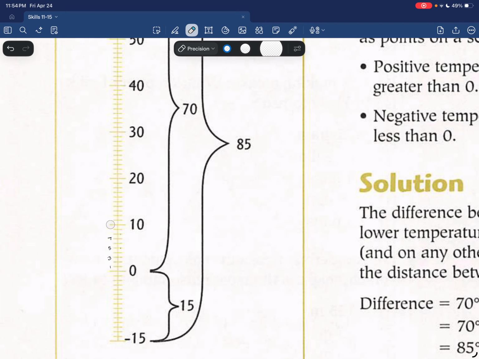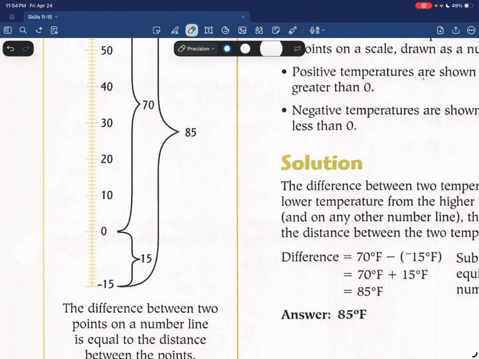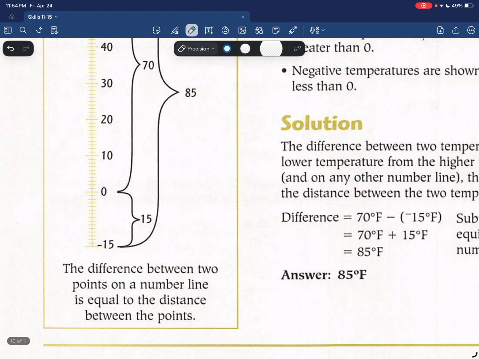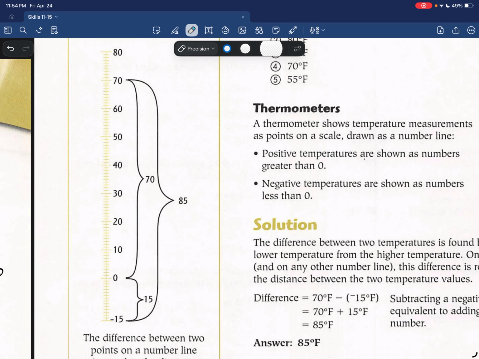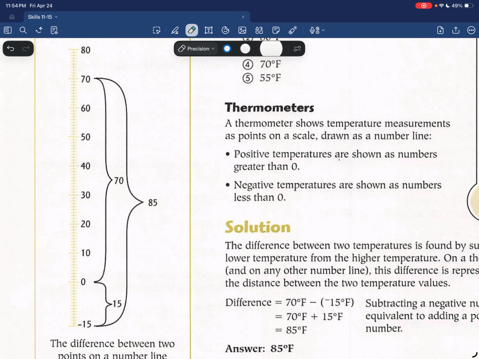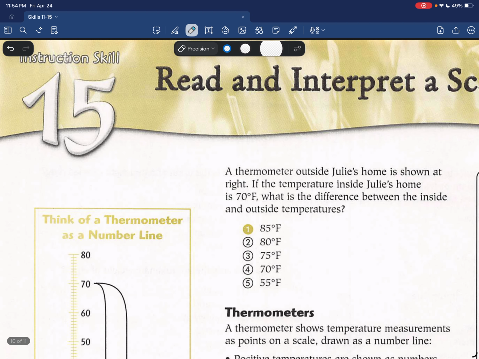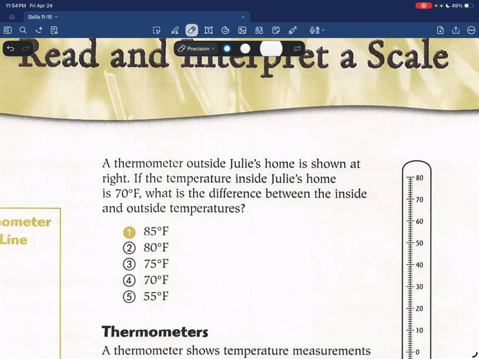Okay, so this is showing me that the difference between 2 points on a number line is equal to the distance between the points. So they're saying if you want to know how far it is between one point and the other, you can just count the distance. That's one way of looking at this. All right, let's take a look at the scenario.